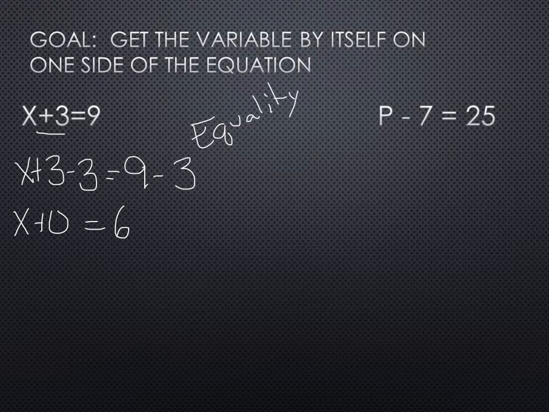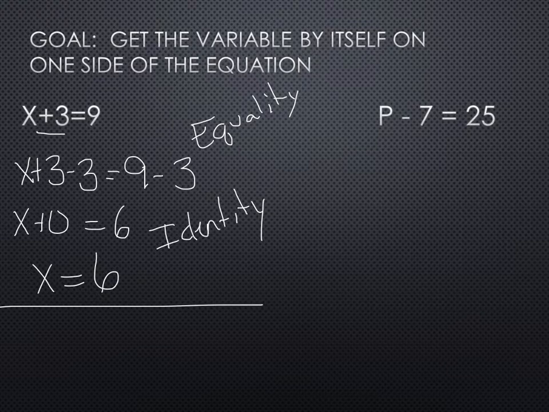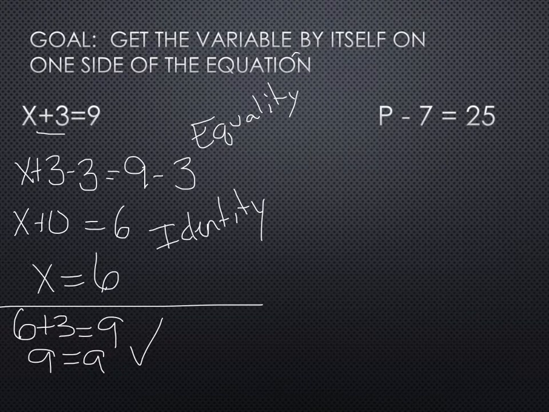Now, x plus 0 is equal to x. That's the identity property. I told you we'd use this a lot. You just don't realize that we're using it. So x is equal to 6. This makes sense. If I check x equals 6, I'm going to substitute that in the equation. It's 6 plus 3, and that's equal to 9. 9 is equal to 9. That checks out.